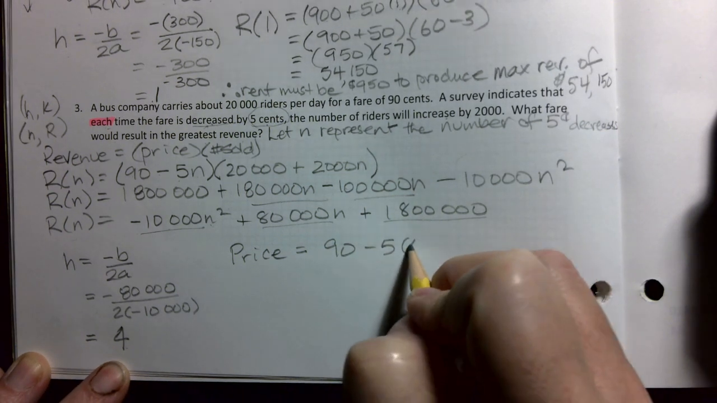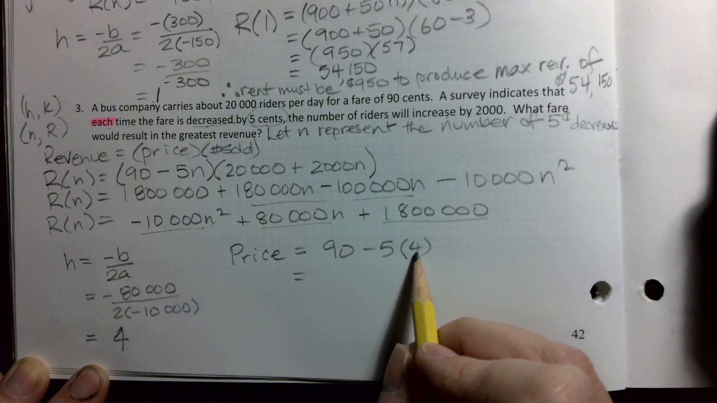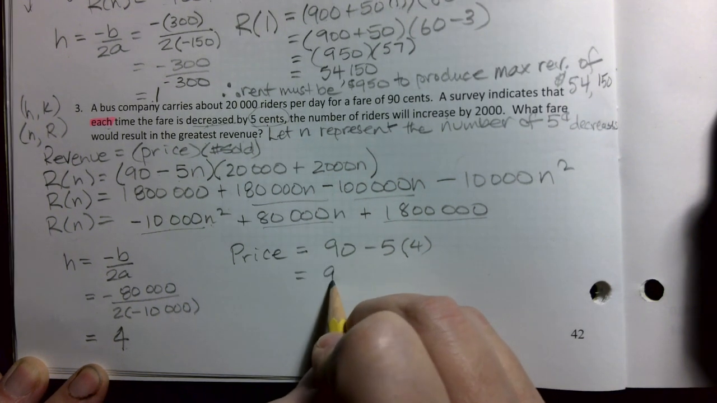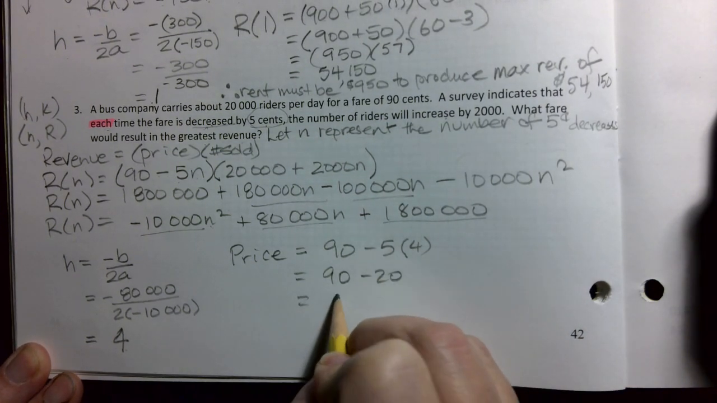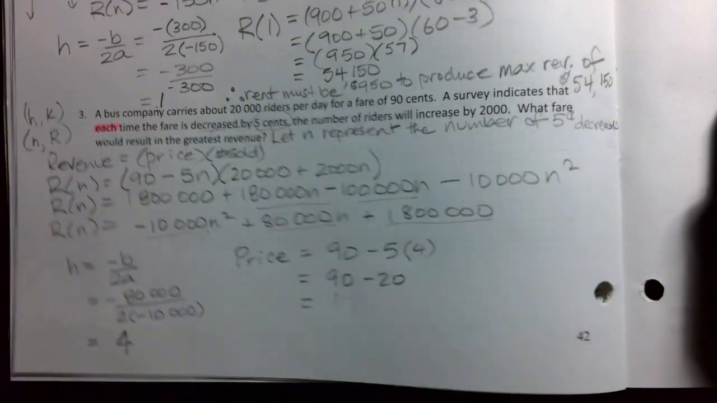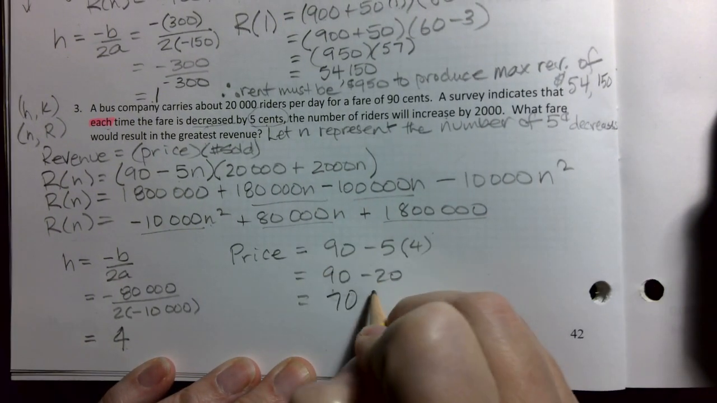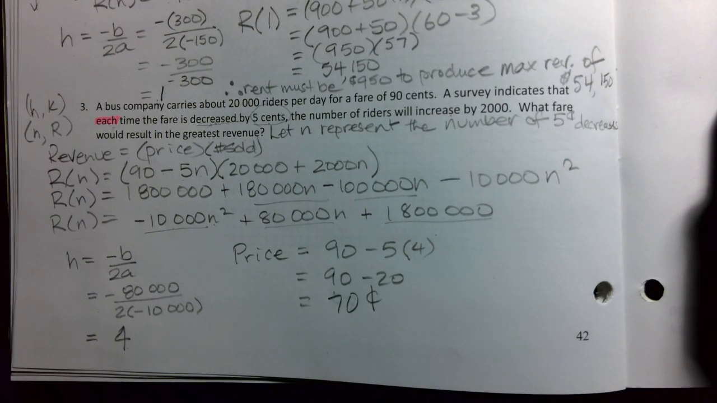Well, now we know that n is 4. That means we want to reduce this price by 5 cents 4 times. 5 cents 4 times is 20 cents. Oops, that should be 70 cents. There you go. Done.